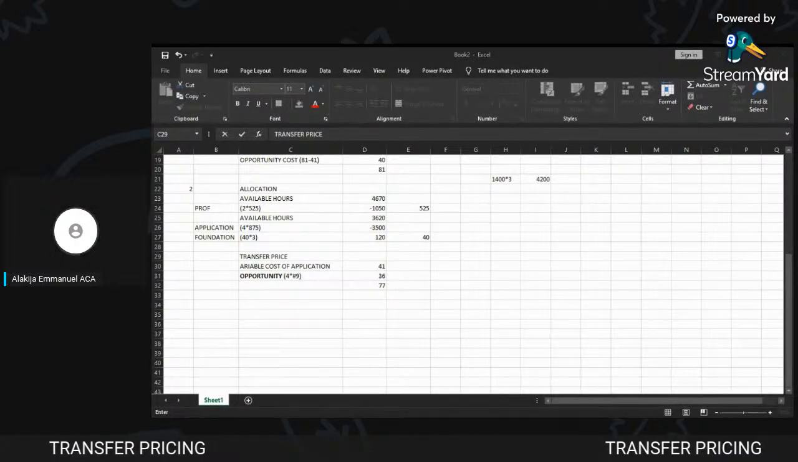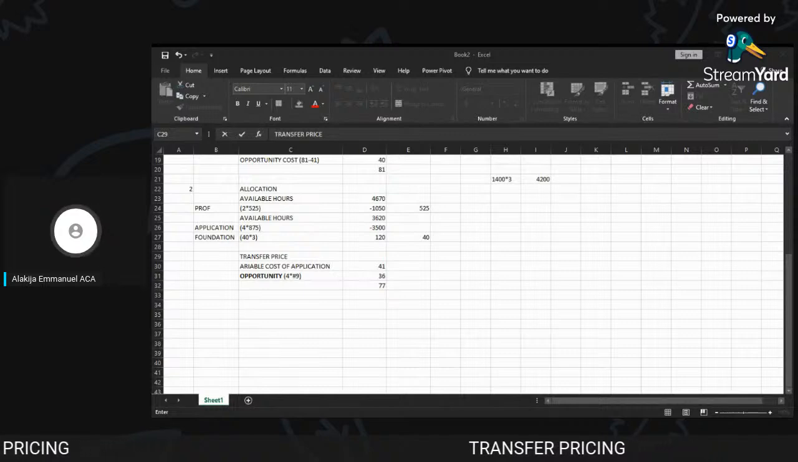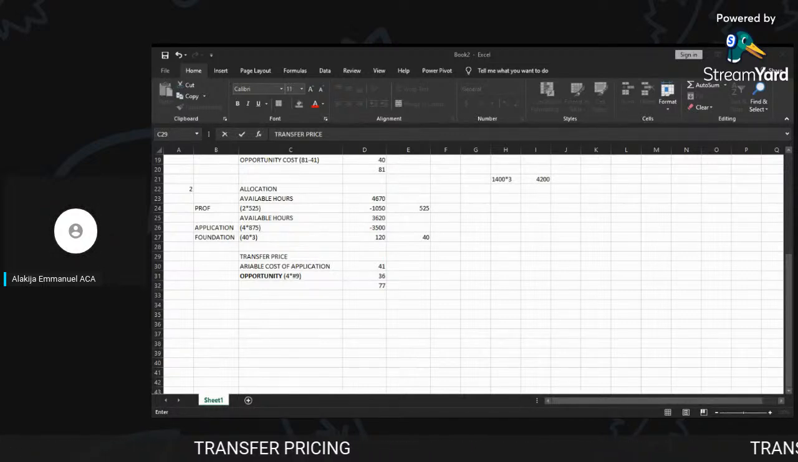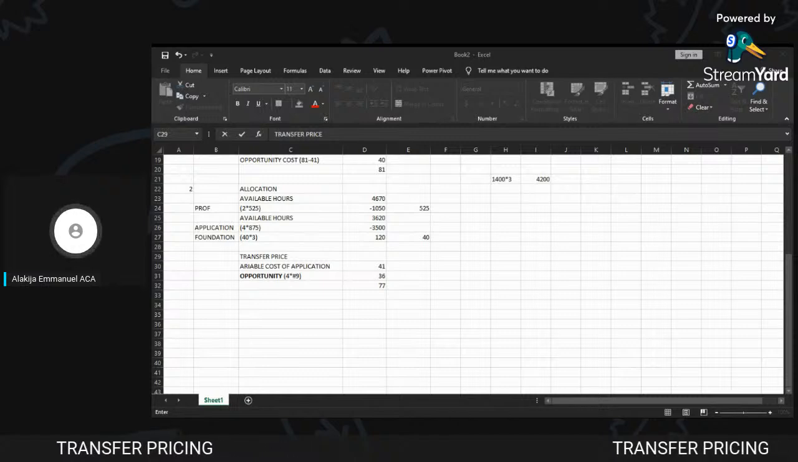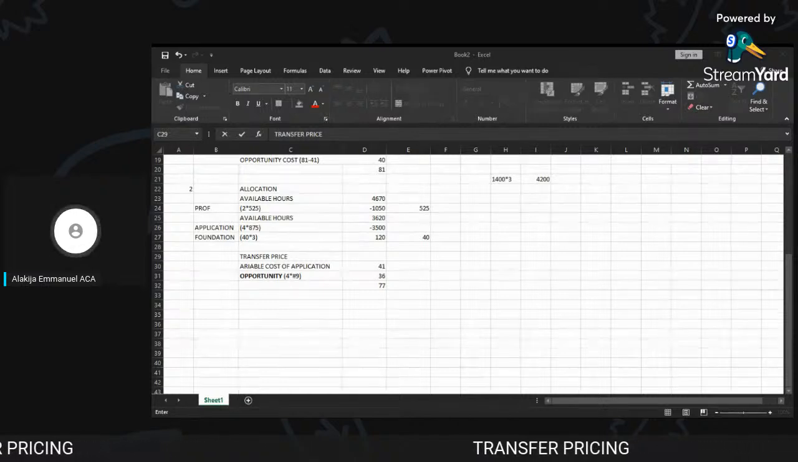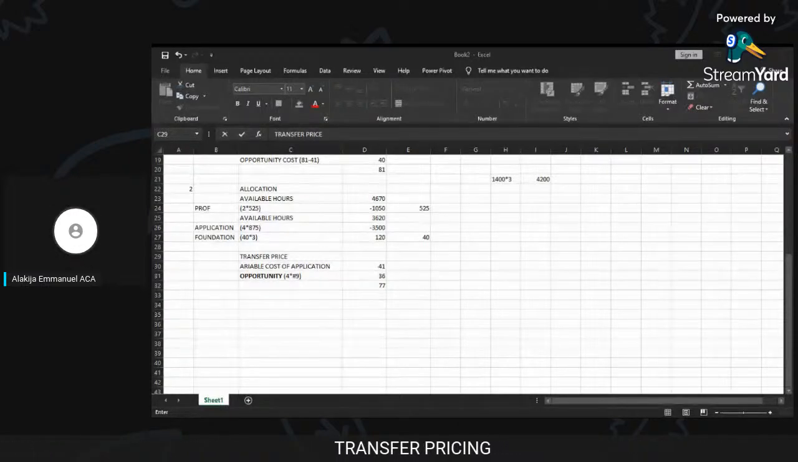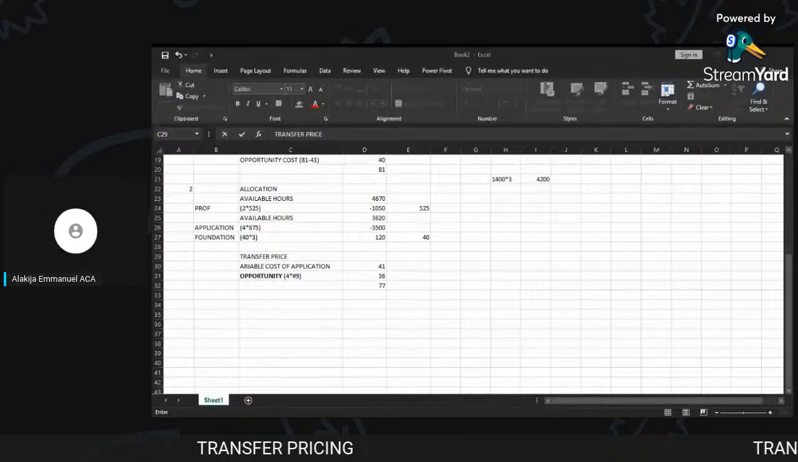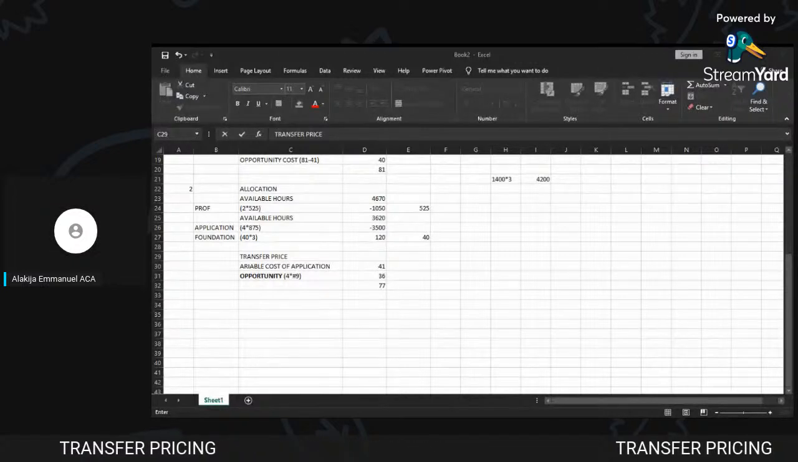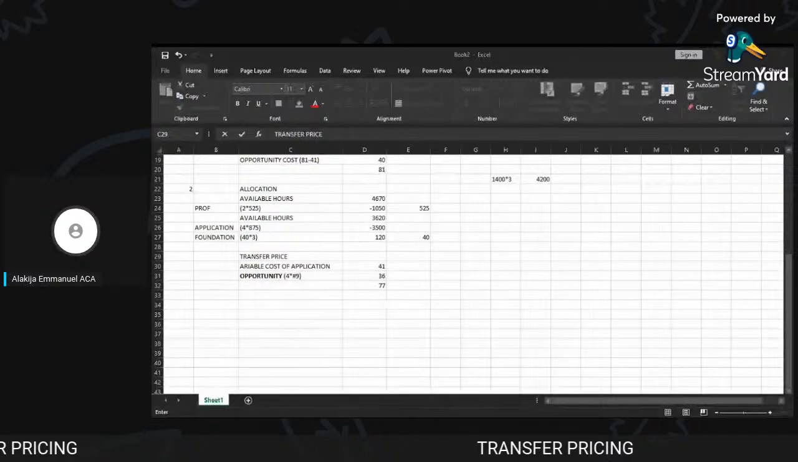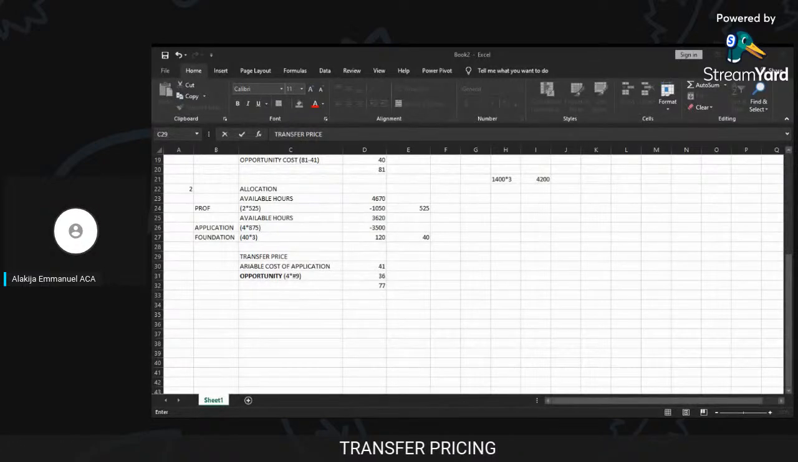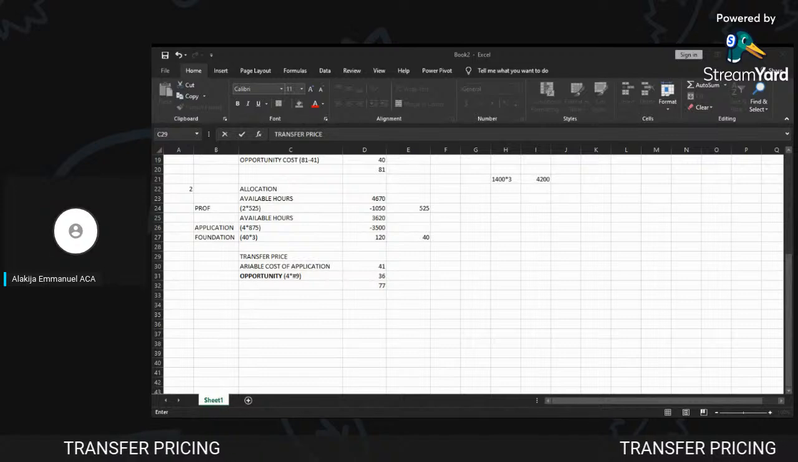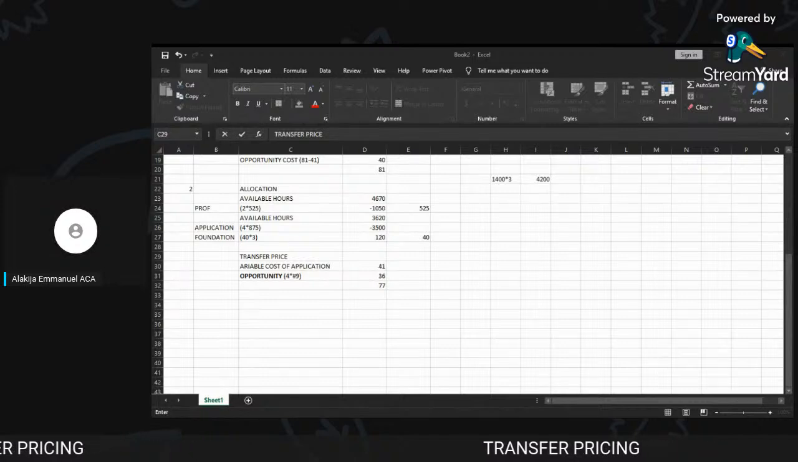And depriving it now, we have to divert all labour that are supposed to work on foundation to work on the special order in application department. So as such, there will be an opportunity cost from the perspective of the foundation division. So now what we are going to see as the opportunity cost is the contribution per limiting factor.